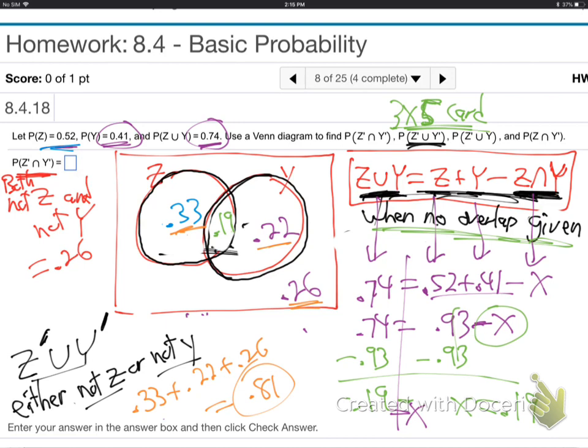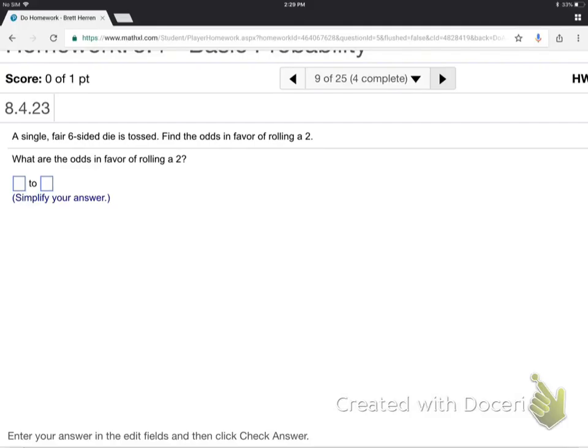Good. And the rest of the parts are similar. All right, so these are tricky. You want to work through them. We're only on question 8. We've got 50 easier ones. Those Venn diagram ones are the challenging ones. All right, you're rolling a 2.